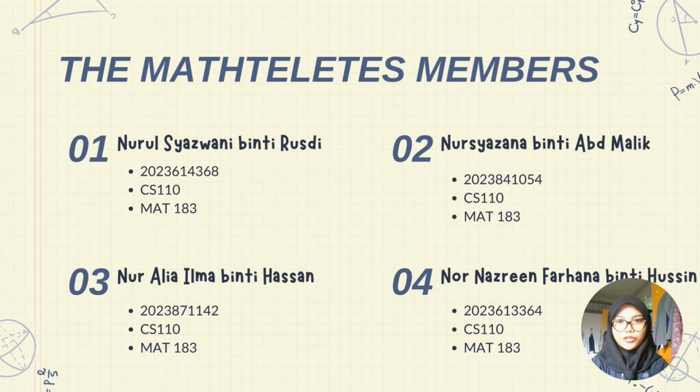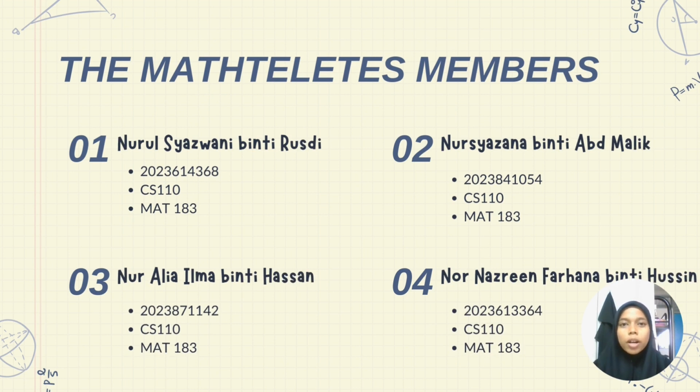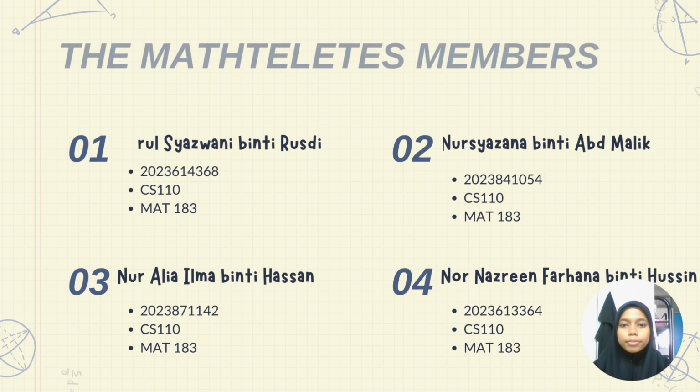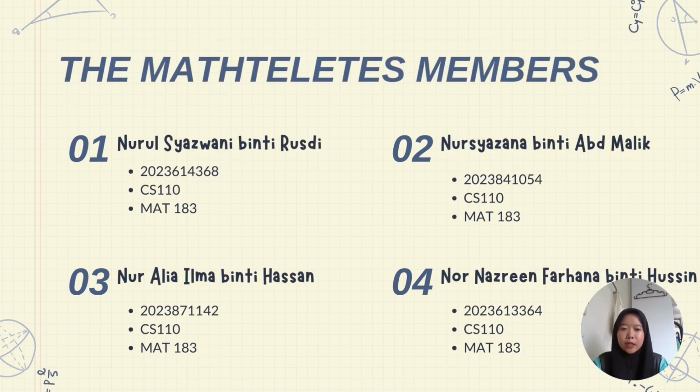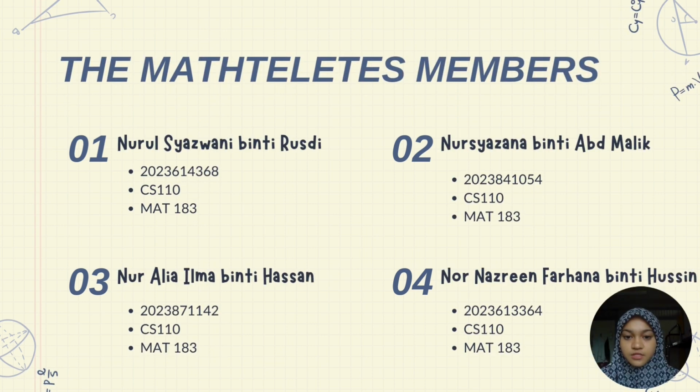First of all, let me introduce our Metaleads members. It consists of me, my name is Nur Shazani binti Rusti, and I am from CS 110-2B. My name is Nur Anima binti Hassan. I'm from RCDCS 110-2B. My name is Nur Shazana binti Abdul Malik. My matric number is 2023-841054. I'm from CS 110-2B. My name is Nur Nazir Hana binti Hussein. My matric number is 2023-613364, and I'm from CS 110.